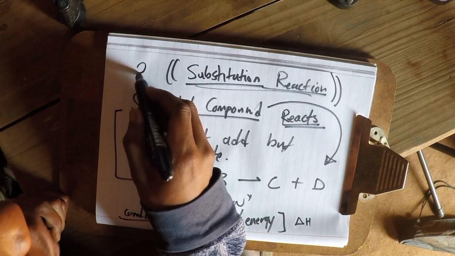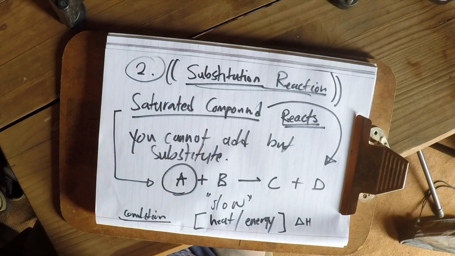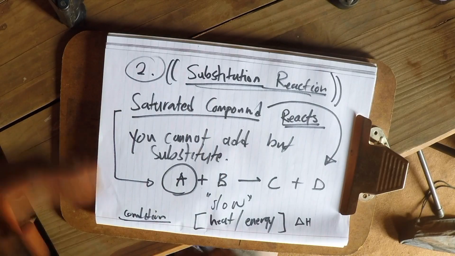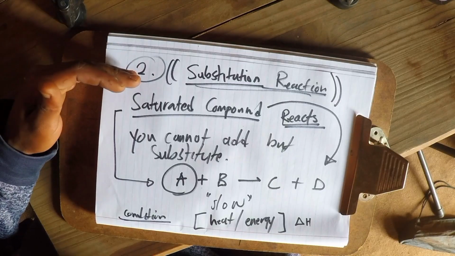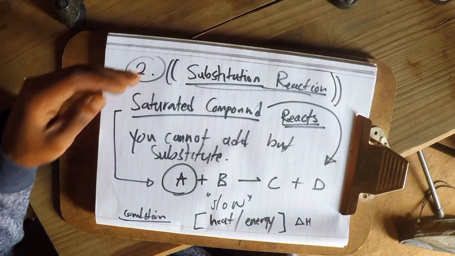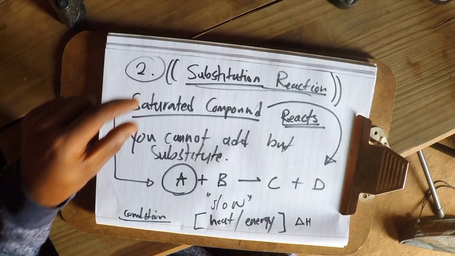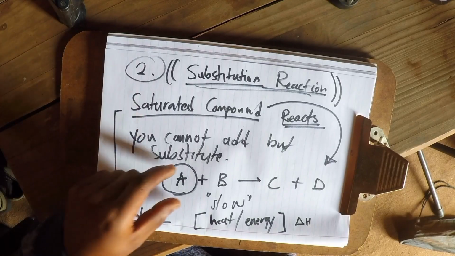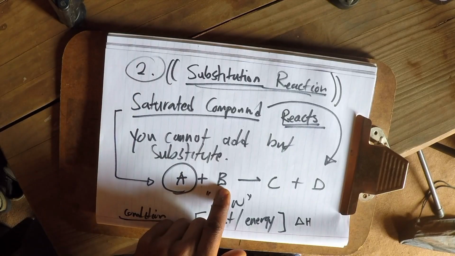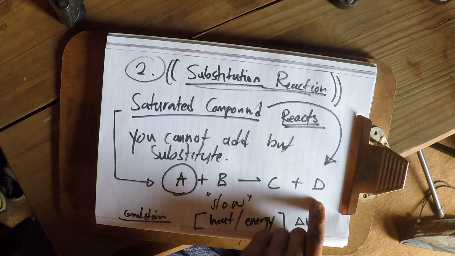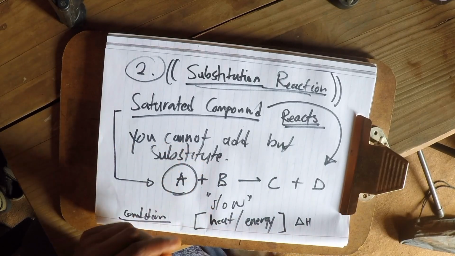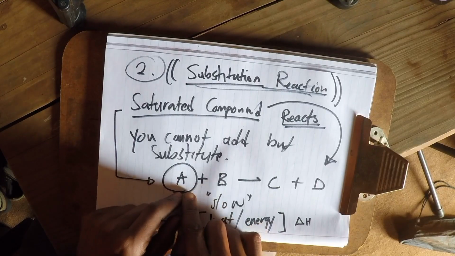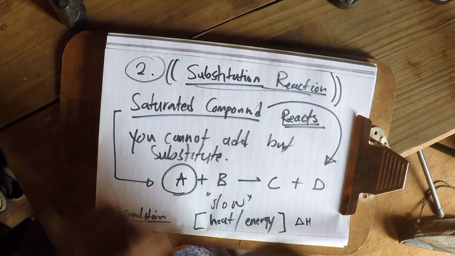So let's recap what we talked about. This is the second group of reactions that an organic compound can undergo. This one is called a substitution reaction. Now, the substitution reaction occurs when a saturated compound, in this case A, reacts in order to create products. But because it's saturated, it cannot take anything in. It has to substitute something it has with what it doesn't have. And I'm going to give you an example of this.